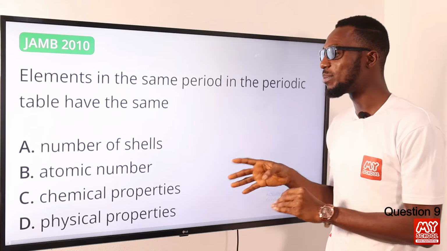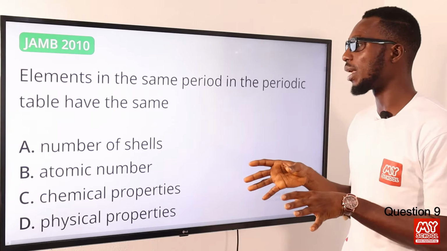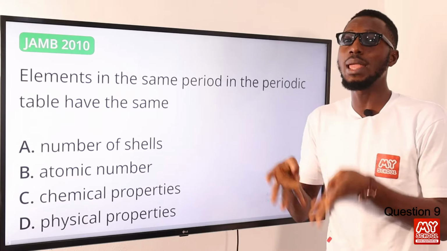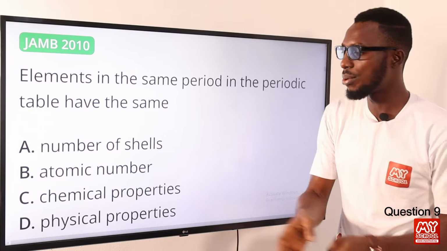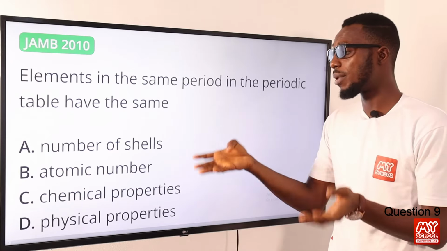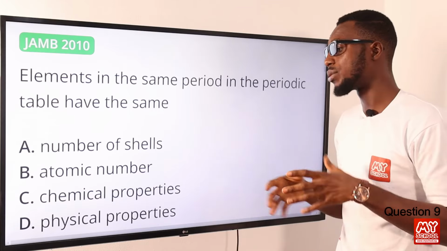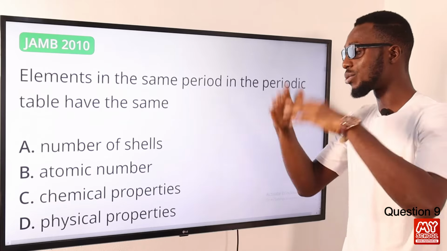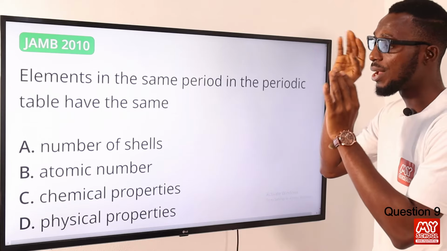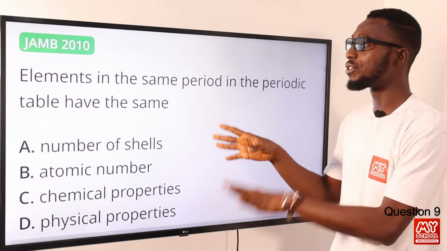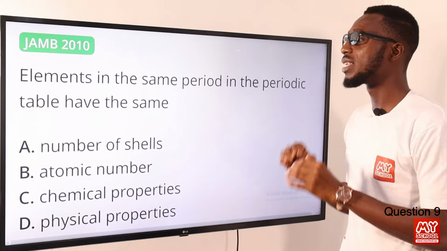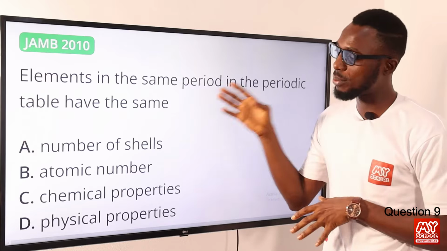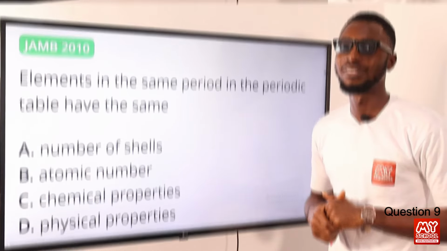When you look at chemical properties, the chemical properties are the same for some elements because they are in the same group, and that is based on the fact that they have the same valence electrons. When you're talking about physical properties, even within a particular group, the physical property will change because there is an increase in the atomic makeup. So the correct option here is option A, for number of shells. Elements in the same period in the periodic table have the same number of shells. For group, it is the same number of valence electrons. So option A is the option we are looking for.